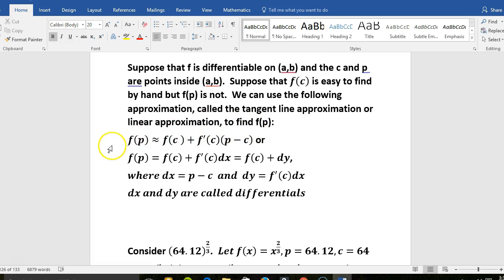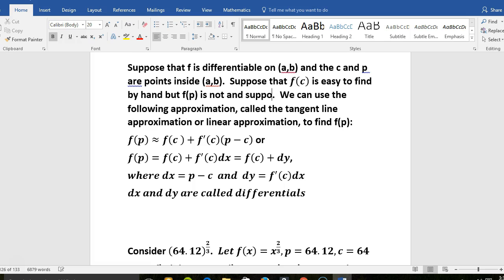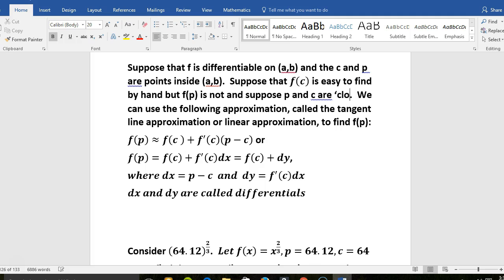Now here's how we define that approximation. And guys, I'm not going to go into why this works well. Just trust me that it does, as long as p is very close to c. I also need to suppose that p and c are very close. Or I'll just say close.